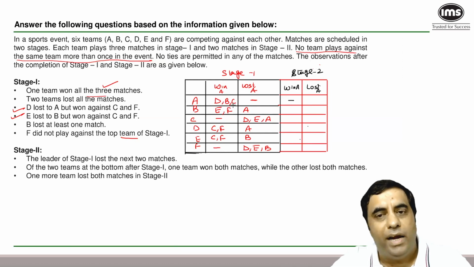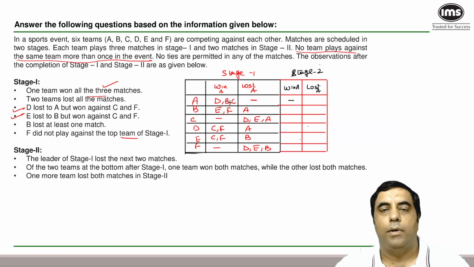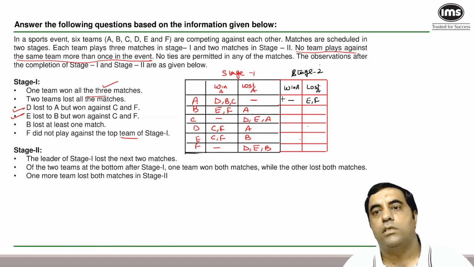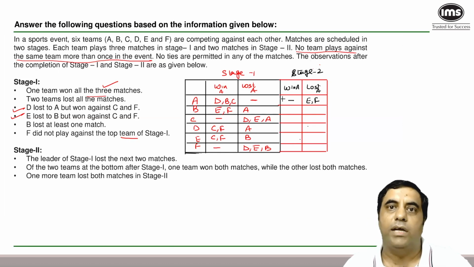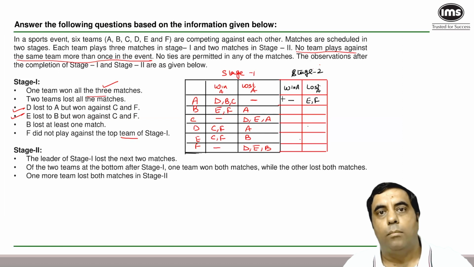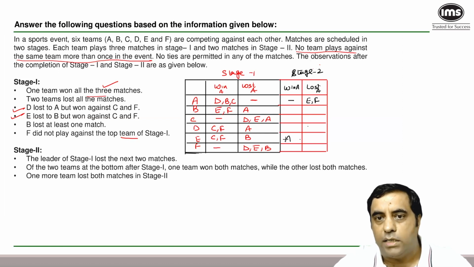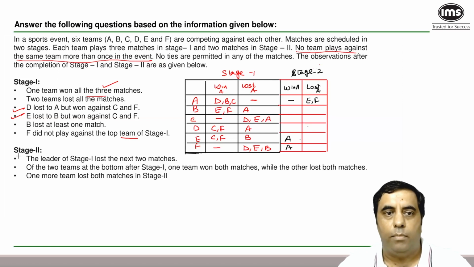A has already played against B, C, D. So the other 2 teams are E and F. So if A lost against E and F, we can say E and F both won against A. So E won against A, F also won against A. Now this I'll be able to say.